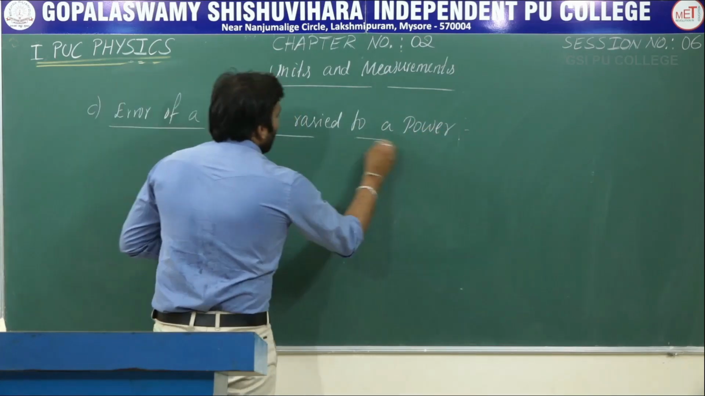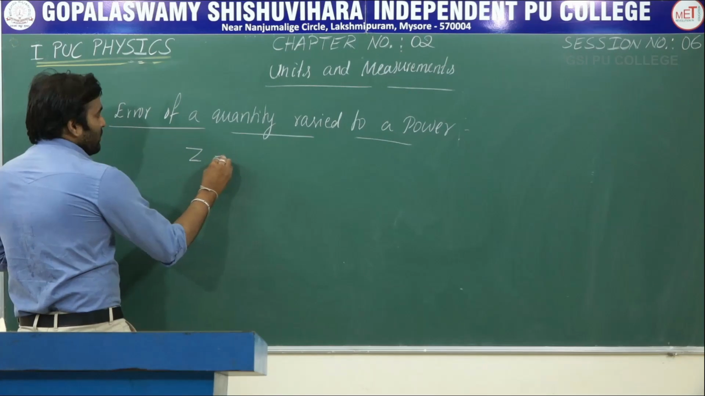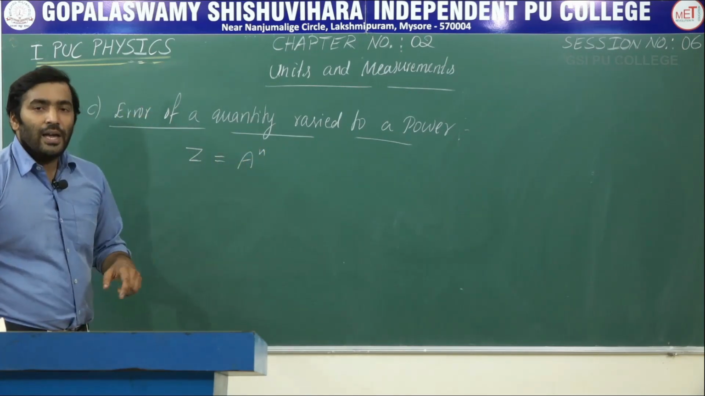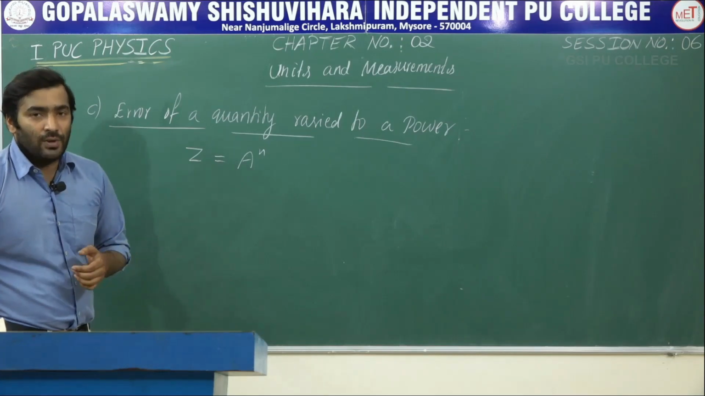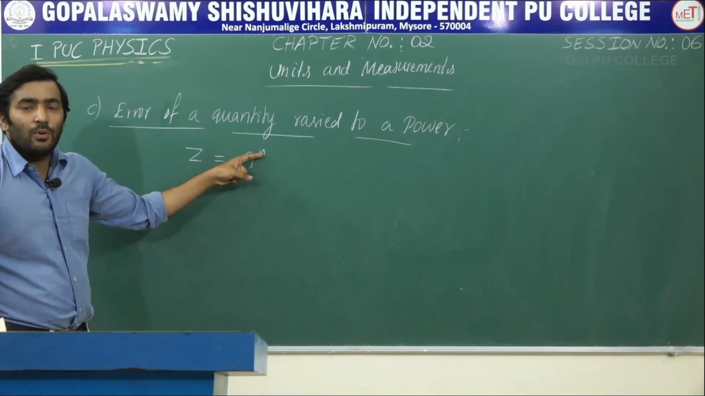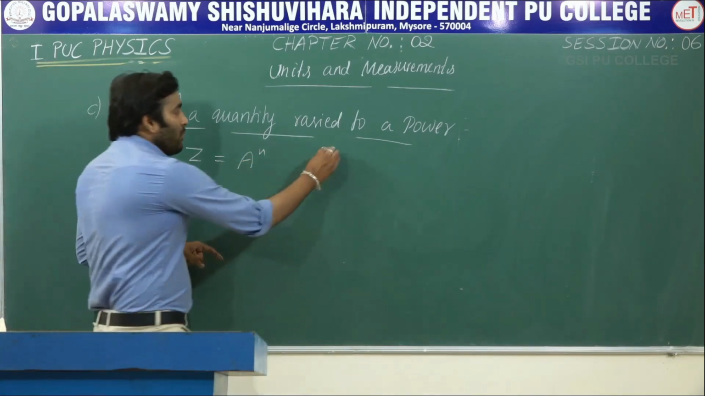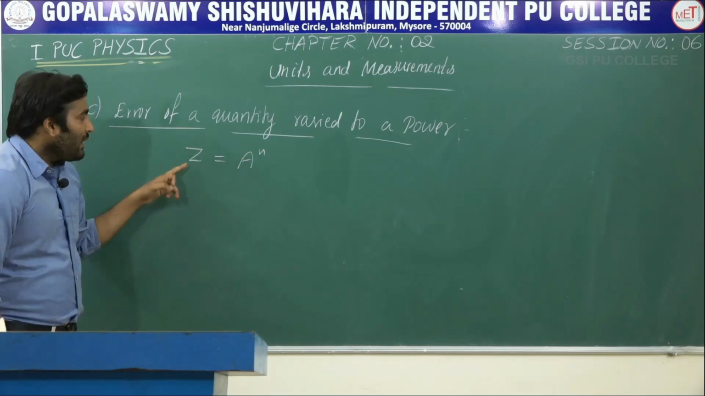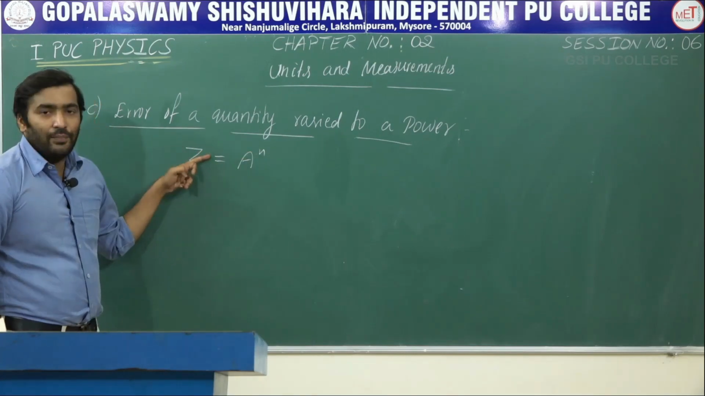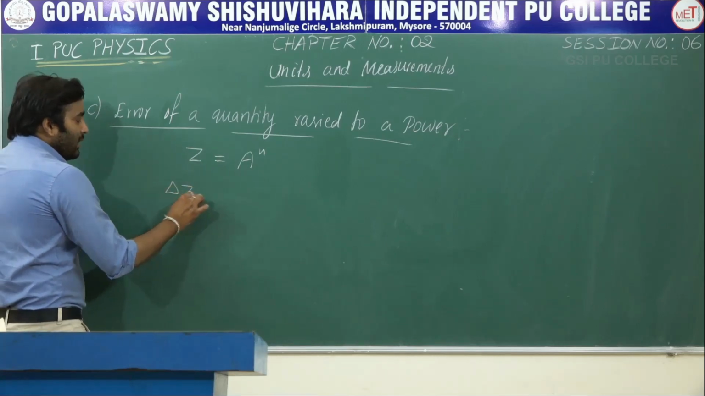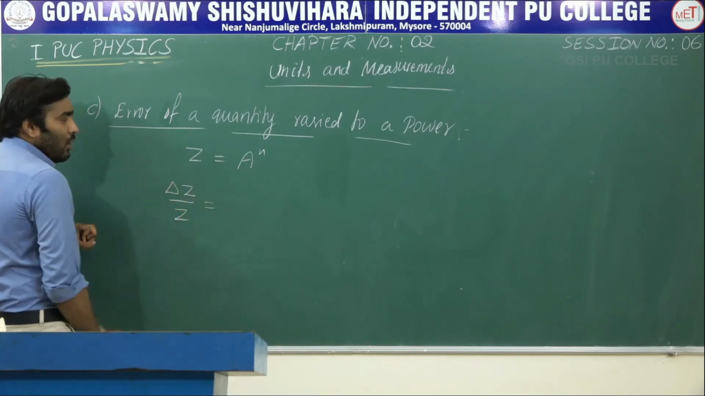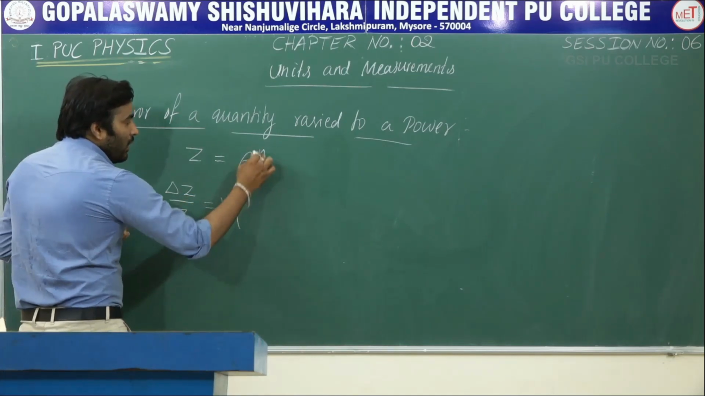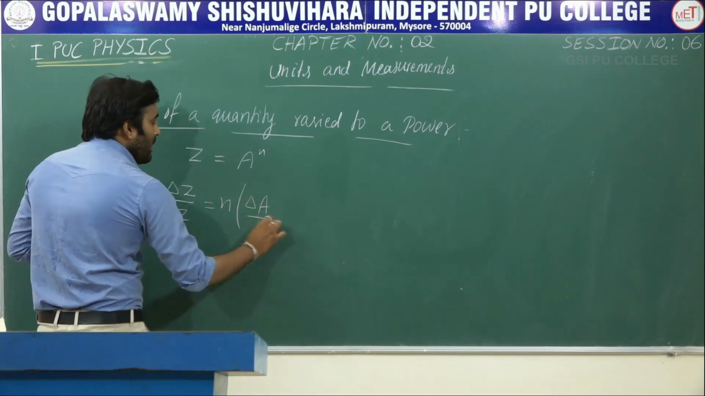Means if the quantity is like this, z is equal to a power n, like a square, a cube, a power 1 by 3, 2 by 3, likewise. So this n may be anything, an integer or it is in the form of p by q form. If the equation is like this, z is equal to a power n, what happens to the relative error in z? The relative error in z, delta z by z, is now written as this power n is multiplied to a relative error of a, that is delta a by a.